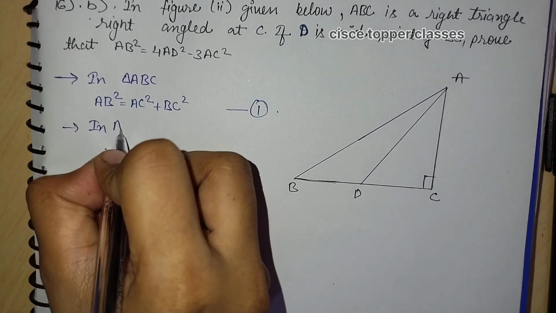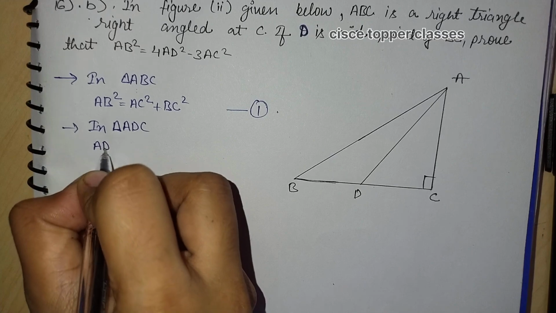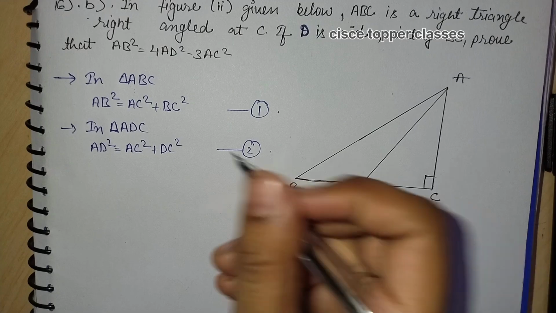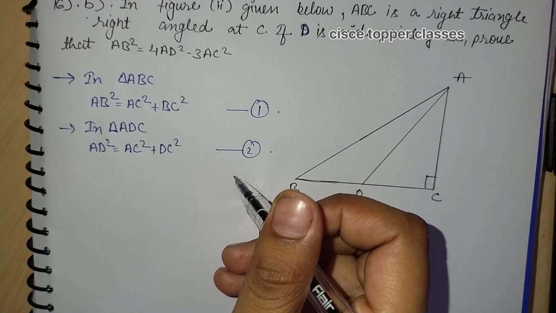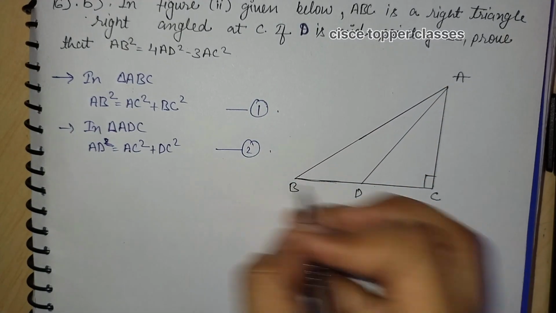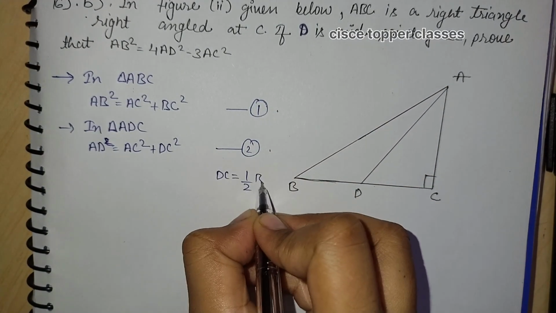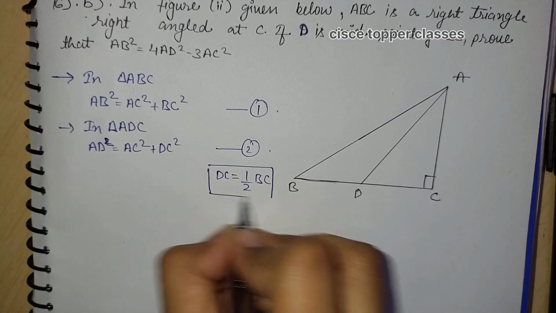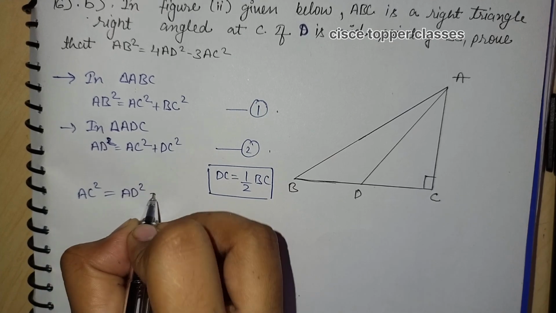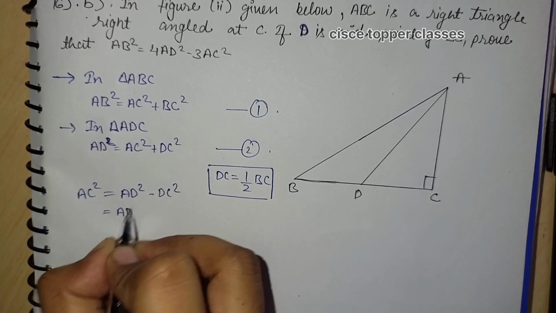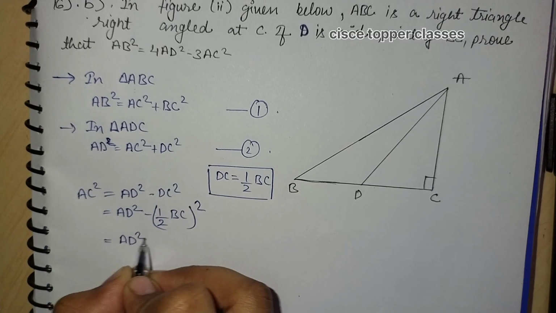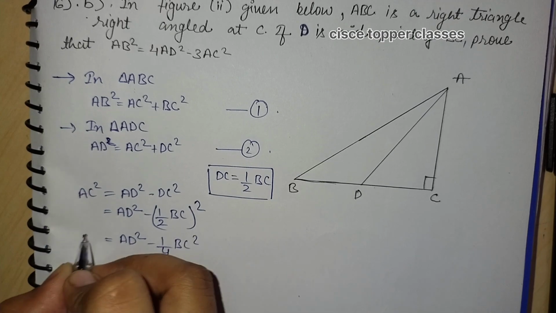Now in triangle ADC, we can simply write AD square is equal to AC square plus DC square as the second thing. As D is midpoint, we can write the value of DC here as half of BC. So simply as we have found this also, we can put the value here in this AC square as AD square minus DC square. This will be AD square minus 1 by 2 BC square, and putting the value of DC here, this will be AD square minus 1 by 4 BC square equal to AC square.